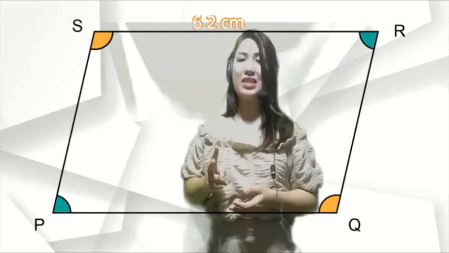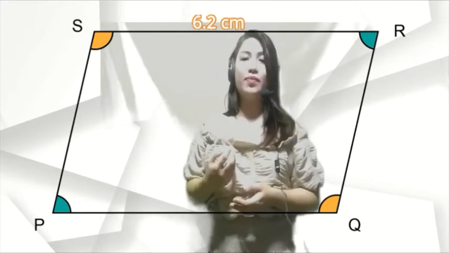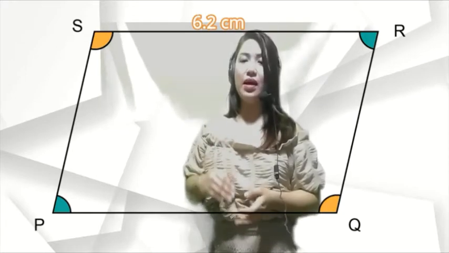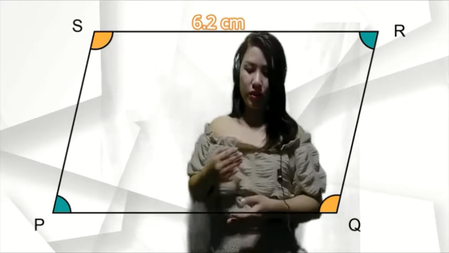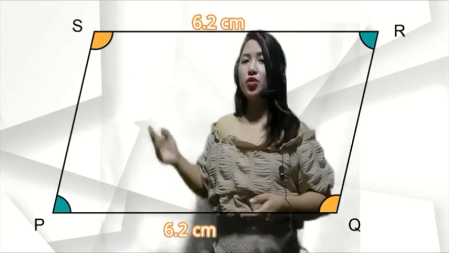The given figure, again, let's use the same illustration. Parallelogram SRQP, wherein our line segment SR measures 6.2 centimeters. Since parallelogram property number 1 says that in a parallelogram, any two opposite sides are congruent, if line segment SR measures 6.2 centimeters, that means the other line segment at the bottom, which is line segment PQ, since they are congruent, also measures 6.2 centimeters.